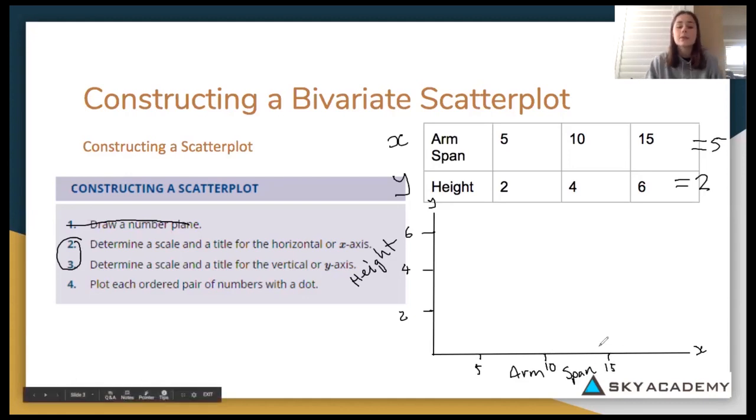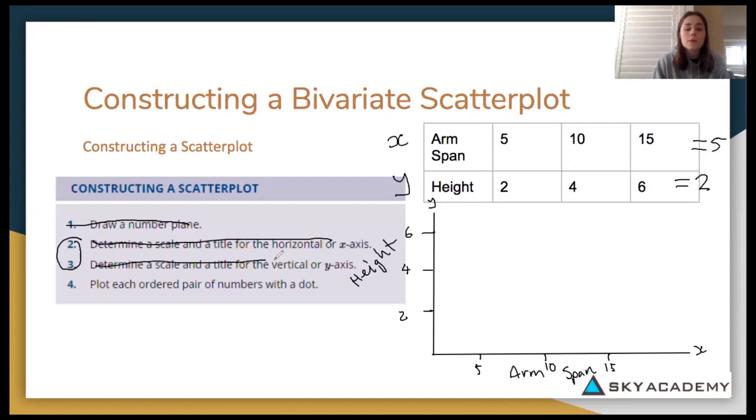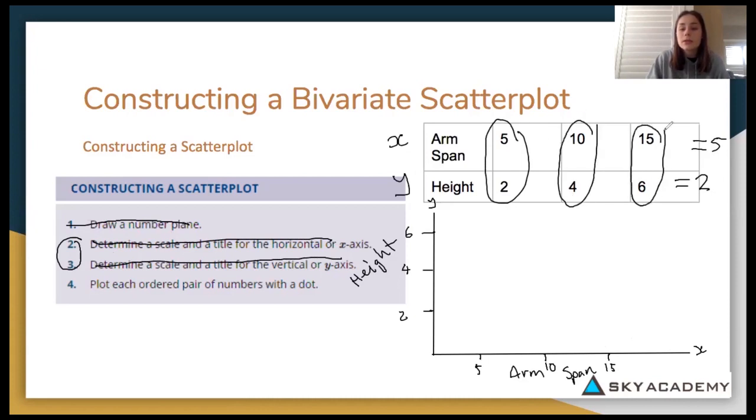All right, so now we've got our scale for our arm span and our scale for our height. We can go ahead and plot each ordered pair of numbers with a dot. Our ordered pairs are what is above and what is below. They correlate with each other, they're associated to each other. So our first ordered pair is going 5 across along the x-axis and up to 2. So there, then 10 across and 4 up, and 15 across and 6 up.